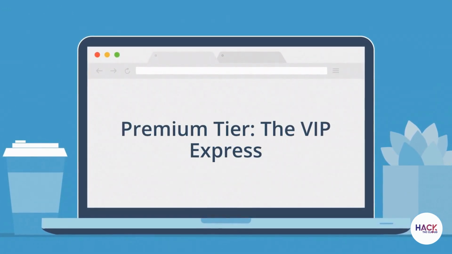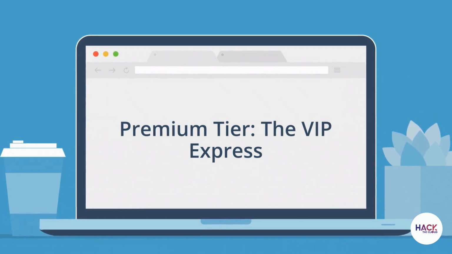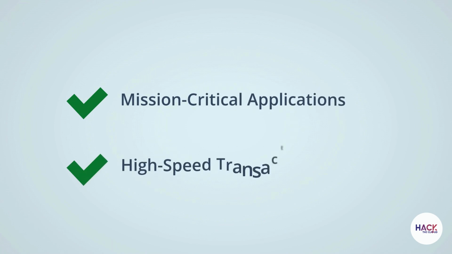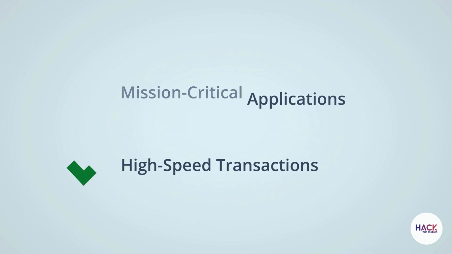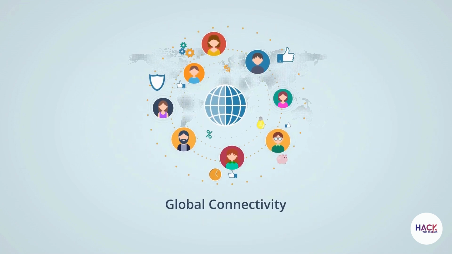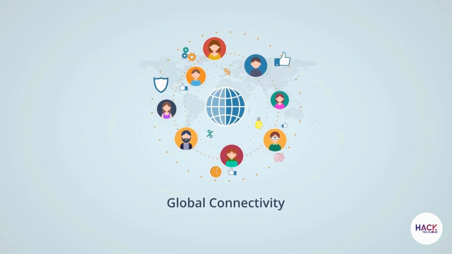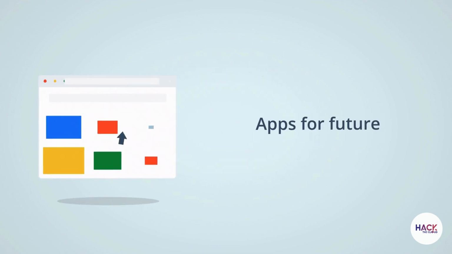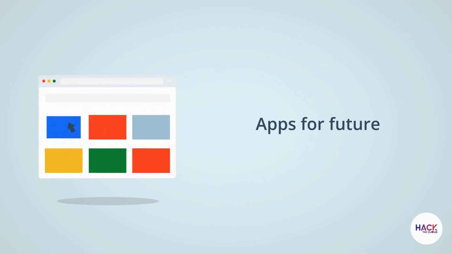This tier leverages Google's vast network, meaning your data is hopping onto one of the best routes around the world. It's perfect for mission-critical applications, high-speed transactions, or, if you just want to spoil your data a little. Think of Premium tier as the perfect choice for users who need global connectivity, minimal latency, and the smoothest ride possible. Your users will feel like their app is running from the future, even if they're on the other side of the world.